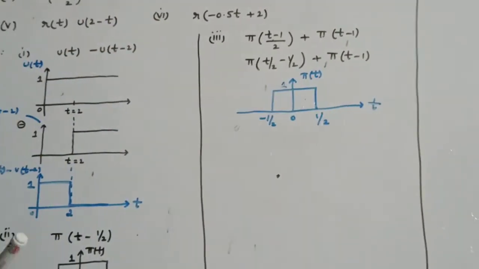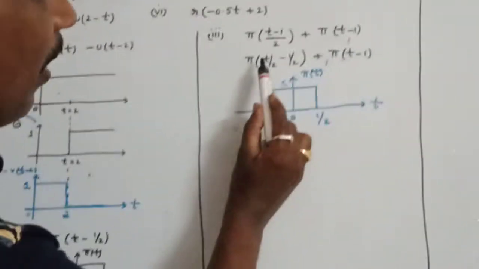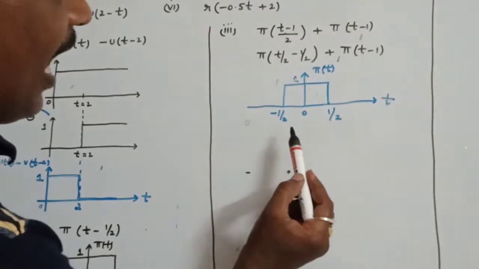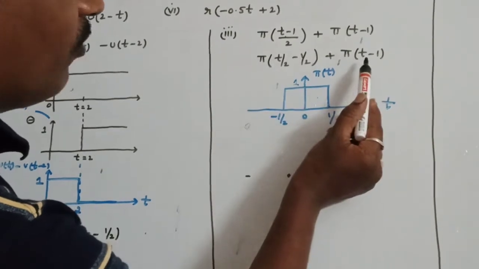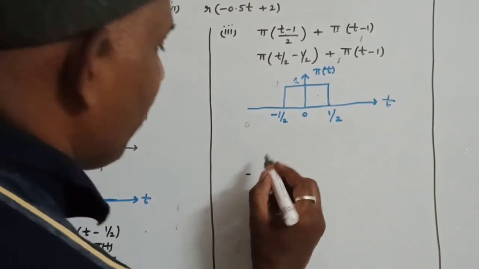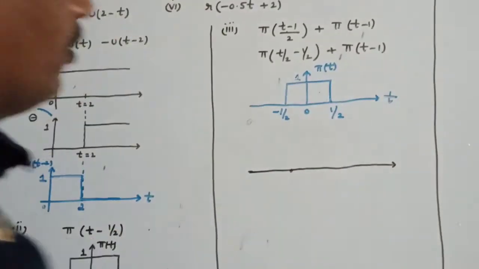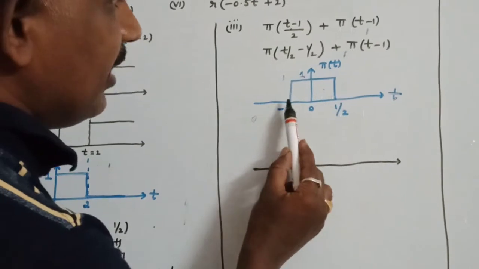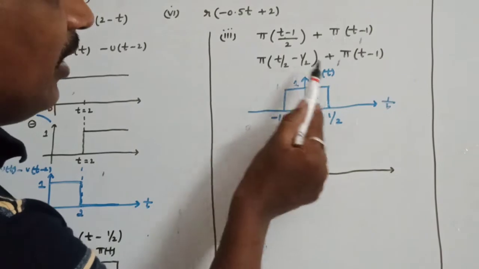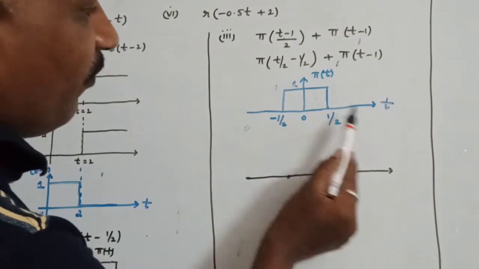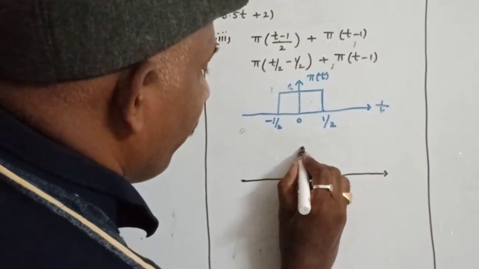What we have to do is first draw the diagram of pi of t by 2 minus 1 by 2, and later below it draw pi of t minus 1, then add both of them, and that will be the answer. Let us draw the first one. For pi of t by 2 minus 1 by 2, first do the shifting operation and the scaling operation. So first shift towards the right by 1 by 2 units. First I am doing this. First draw the pulse.